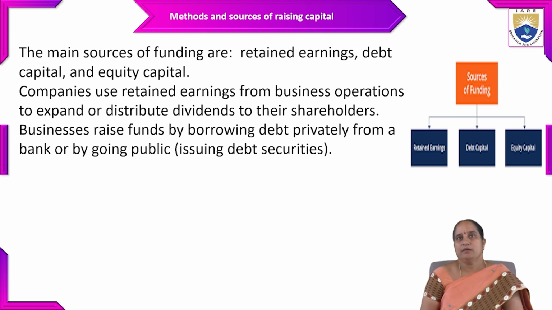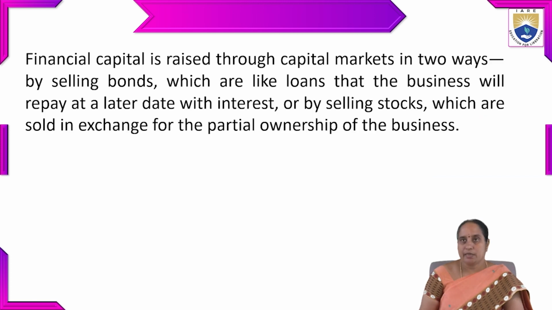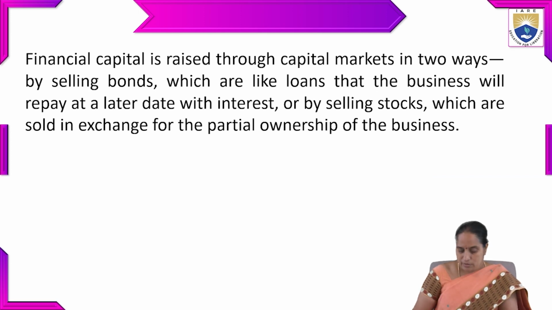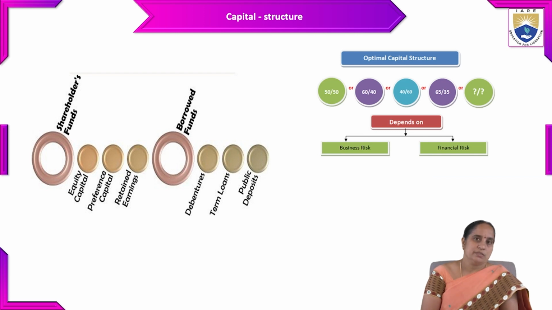So the sources of funding fall into three types: retained earnings, debt capital, and equity capital. Financial capital is raised through capital markets in two ways. One is by selling bonds, which are like loans that the business will repay at a later date with interest, and the other is by selling stocks, which are sold in exchange for partial ownership of the business. By using these two ways, companies generally raise capital.